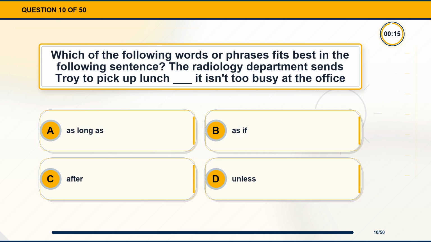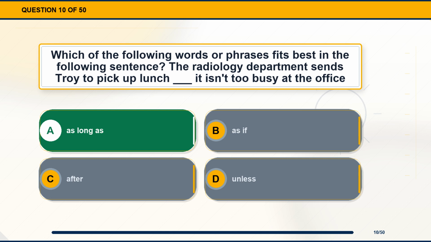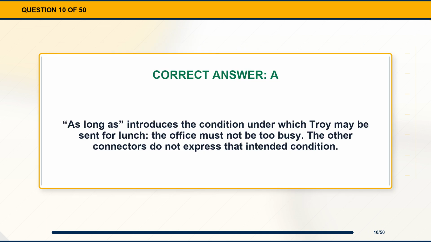Question 10. Which of the following words or phrases fits best in the following sentence? The radiology department sends Troy to pick up lunch blank it isn't too busy at the office. Option A, as long as. Option B, as if. Option C, after. Option D, unless. The correct answer is option A, as long as. Explanation. As long as introduces the condition under which Troy may be sent for lunch, the office must not be too busy. The other connectors do not express that intended condition.